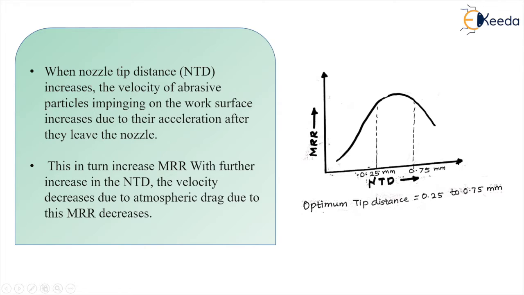Why? When you are increasing this nozzle tip distance, what will happen? After a certain distance, atmospheric drag is going to act on that jet of abrasive, and because of that the MRR goes on decreasing. So that is the thing. What is happening with the nozzle tip distance and MRR: initially because of the velocity of abrasive, the MRR goes on increasing, and after that atmospheric drag is acting on that jet. Please remember this.